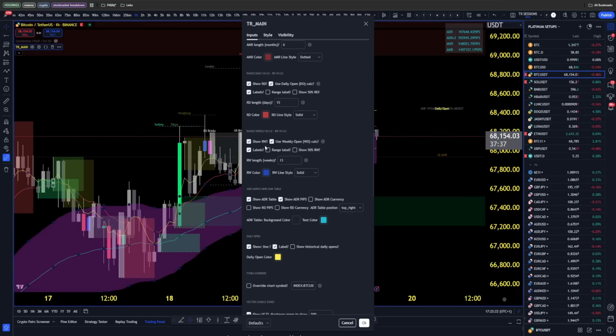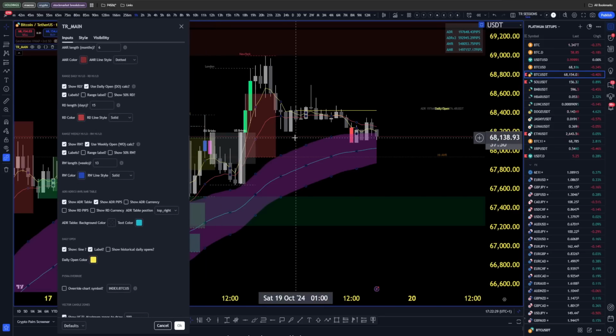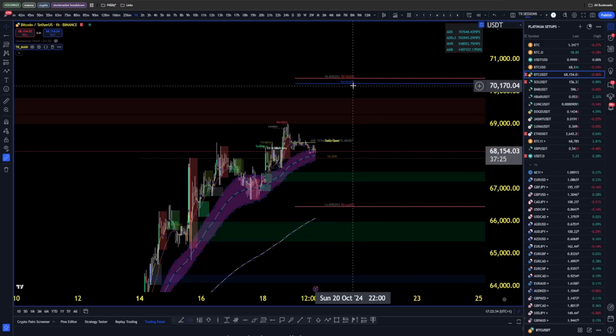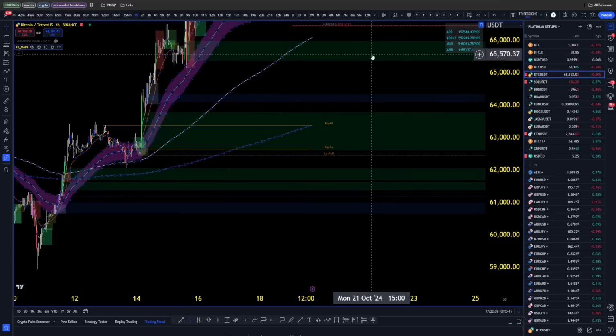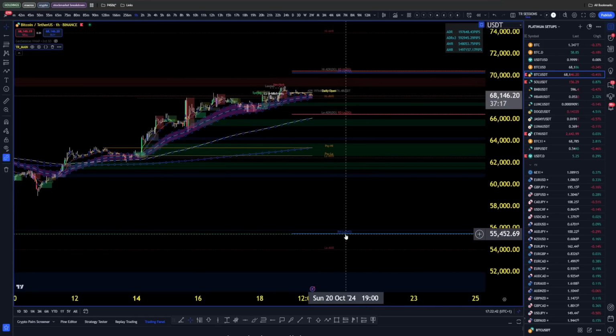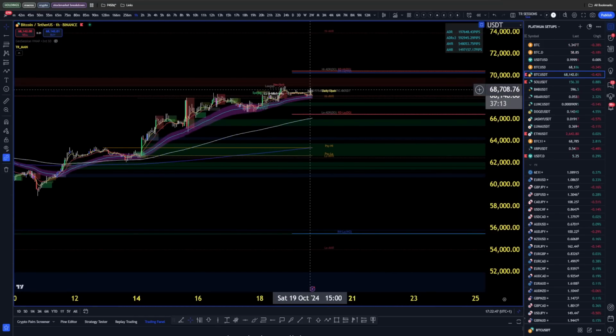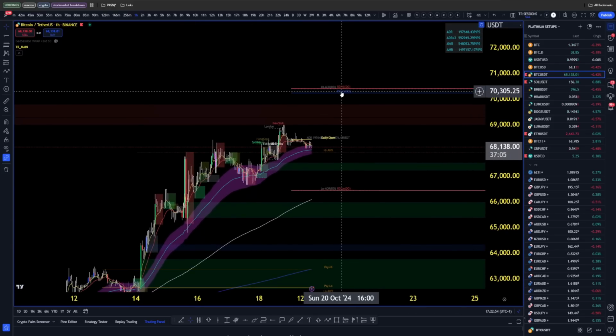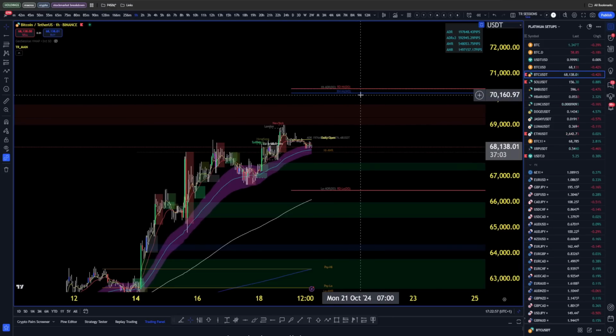Now, we also have the range weekly high and low. This I do have activated. It's important for me. Why? Well, let's just zoom out a second on Bitcoin. I can see that that is the high range week. I can see that is the low range week. So Bitcoin could go all the way down here and it would have achieved its range weekly low. It can move all the way up towards this point and it would have achieved its range weekly high.